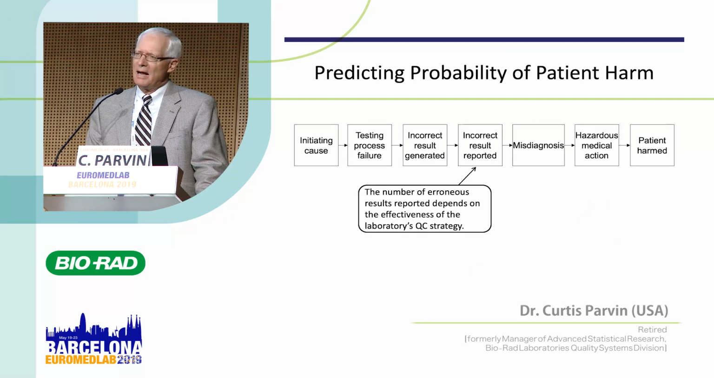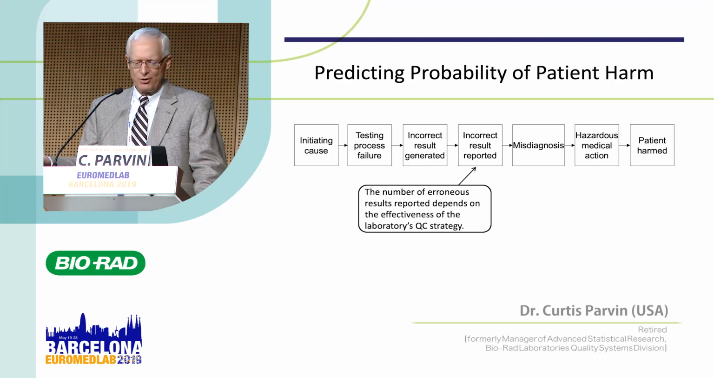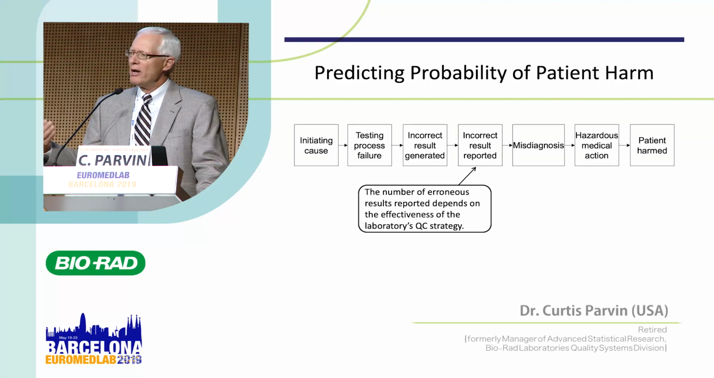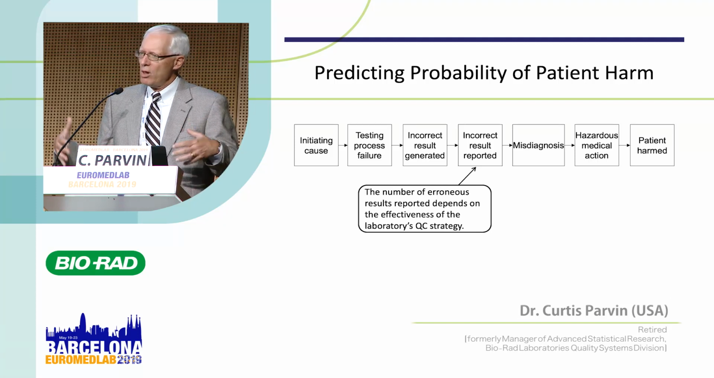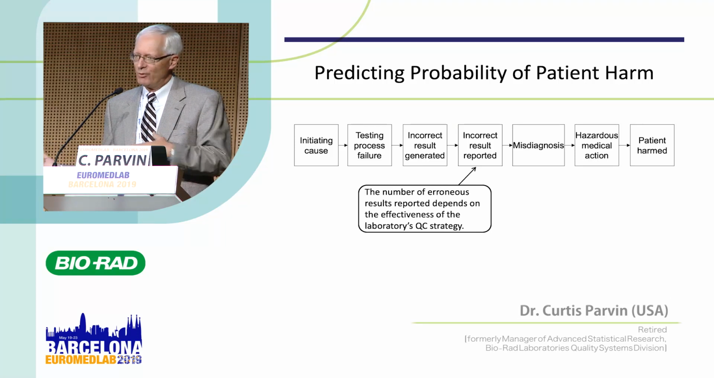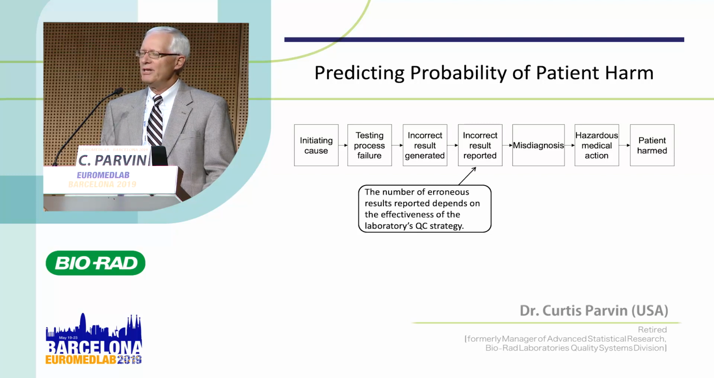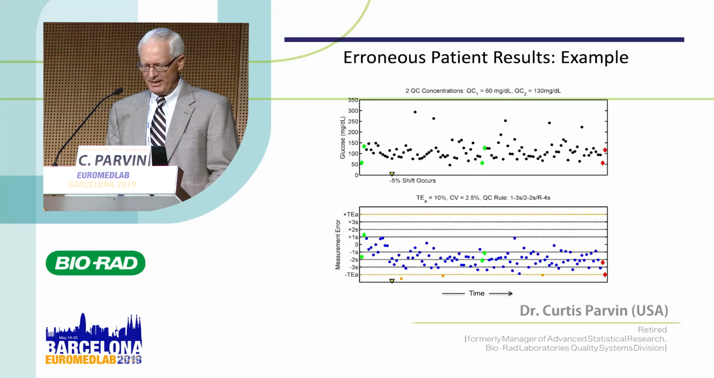Now, when erroneous results are reported, or when an out-of-control condition occurs, how long it manifests before we detect it will be a function of our QC procedures and practices. So to give you an idea of how quality control relates to the number of erroneous results that might get reported in the event of an out-of-control condition, I'm going to go through a quick example using some simulated data.